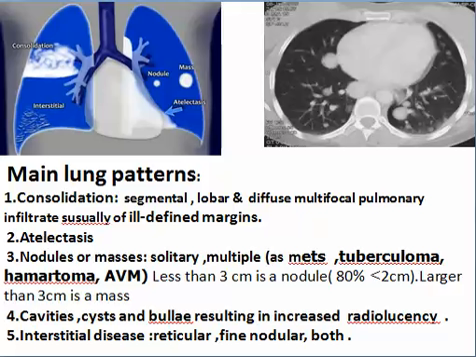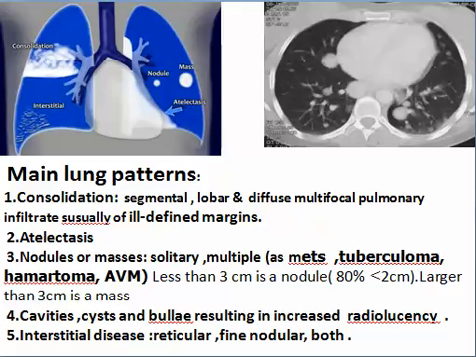Then amongst the main lung patterns are the nodules or masses, and this is according to size: if it is less than 3 cm it is a nodule, if it is more than 3 cm it is called a mass, and even the nodules may be miliary, may be small, may be large. Usually most of the nodules are less than 2 cm, and this constitutes 80% of the nodules. Examples of nodules are metastasis, tuberculomata, hamartomata, AVM, etc.